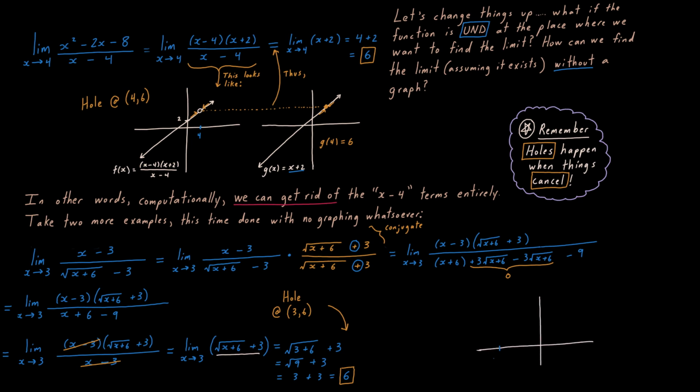So if you want to graph this, graph the plain square root of x plus 6 plus 3, and then just put a hole at (3, 6). And that's if you want to graph it. But again, you don't need to graph to do these problems.